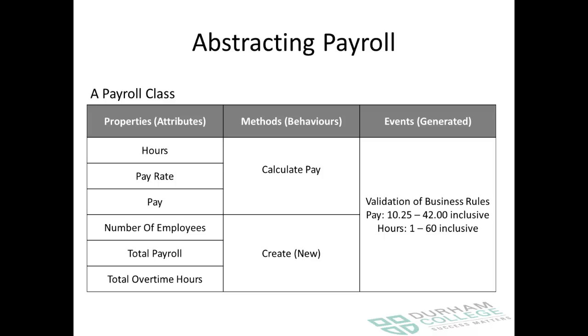And then, of course, there's the possibility of this class, or objects of this class, generating events of their own. And certainly I would say that the validation of the business rules has the opportunity of possibly generating some events that a presentation tier may have to deal with. So pay has to be validated within that acceptable range of 10.25 to 42, and hours 1 to 60.